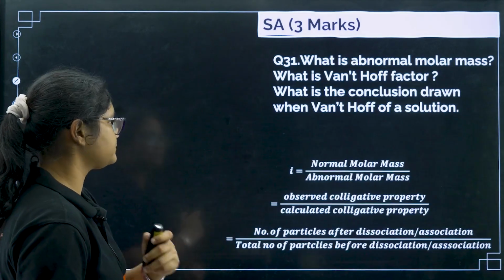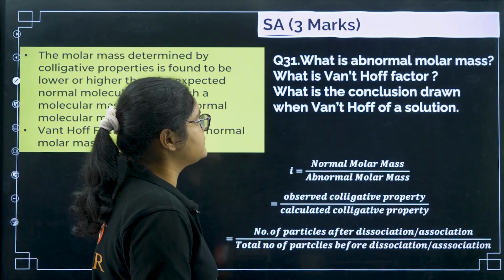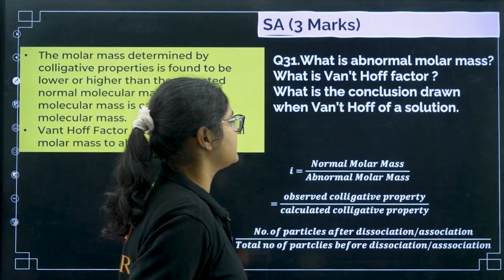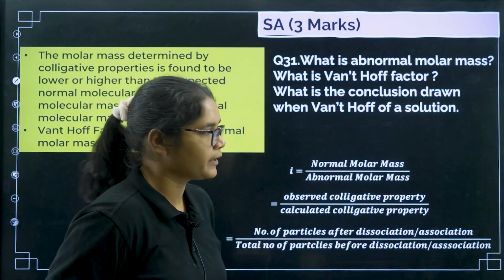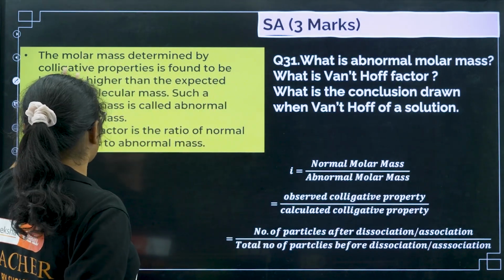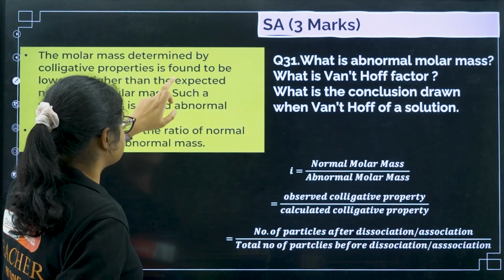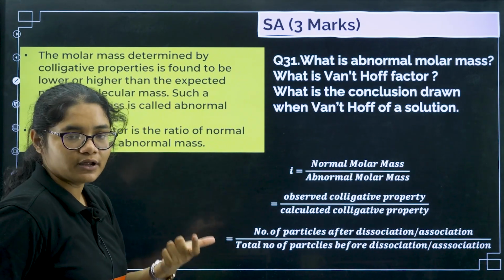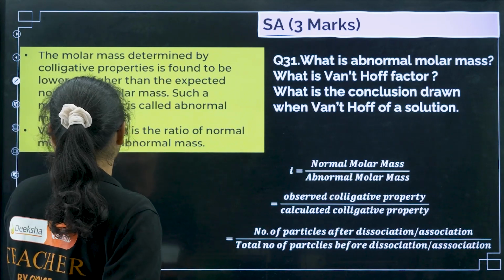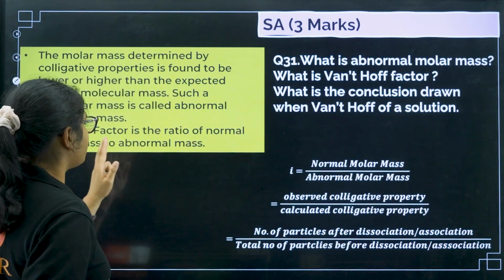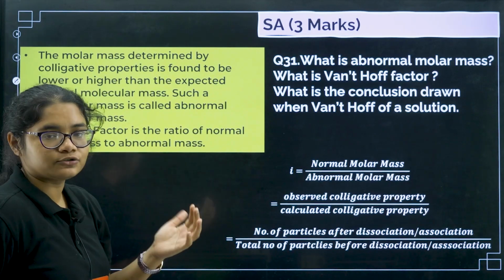Okay. Next, what is abnormal molar mass? What is Vant Hoff factor? What is the conclusion drawn when the Vant Hoff factor of a solution is known? So first, what is abnormal molar mass? The molar mass determined by the colligative properties is sometimes found to be lower or higher than the expected normal molecular mass, and this is called abnormal molecular mass. Next, what is Vant Hoff factor? Vant Hoff factor is the ratio of normal mass to abnormal mass.